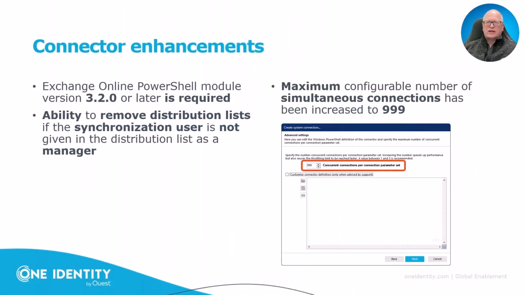There were some connector enhancements for Exchange Online as well. The first thing was that we needed to upgrade our connector to use Exchange Online PowerShell module version 3.2.0 or later. This is of course something we did in our connector, but for you it's good to know that this is now the PowerShell module we use.